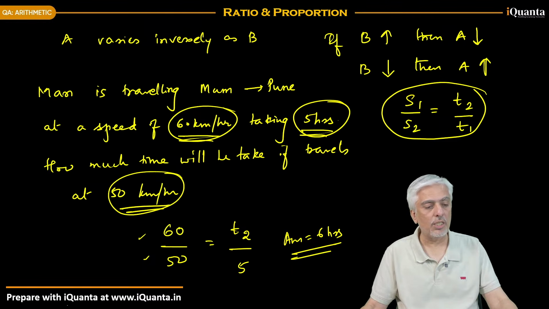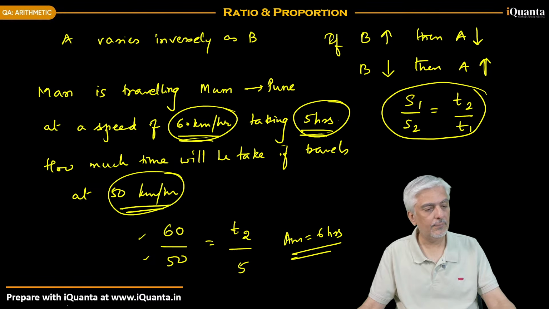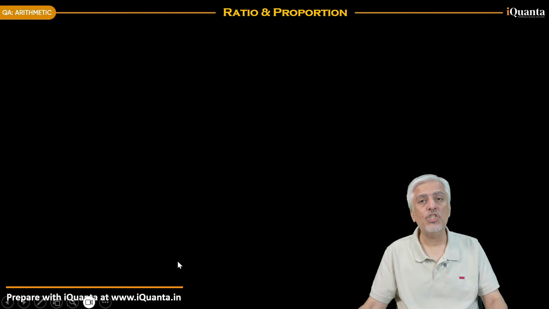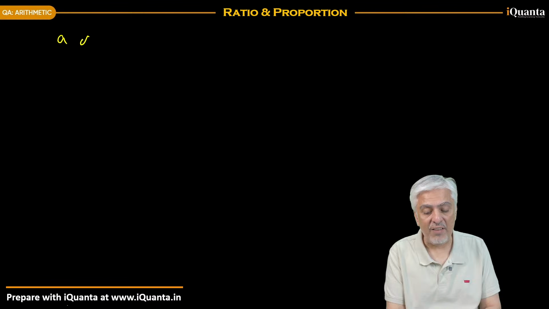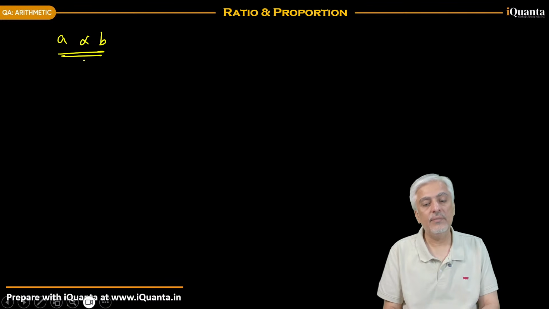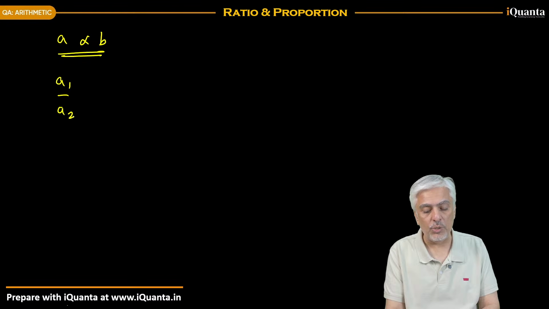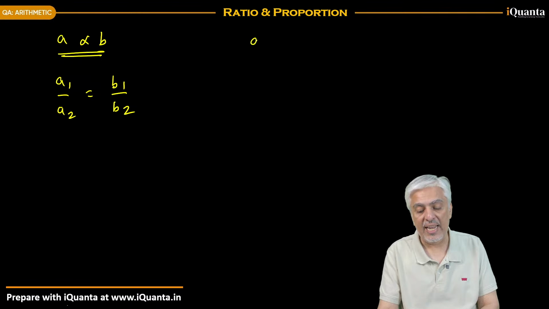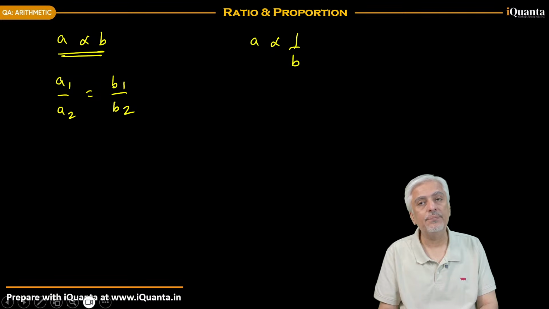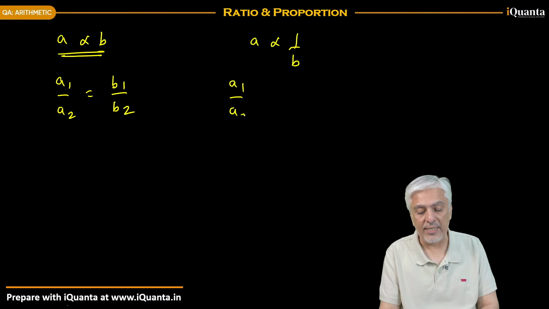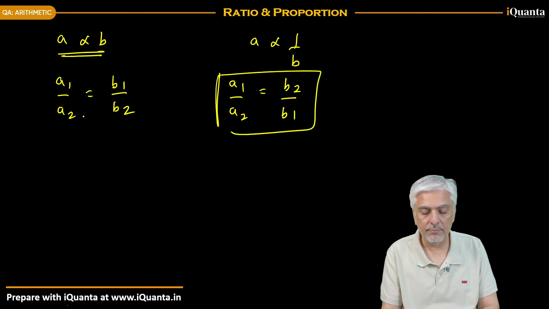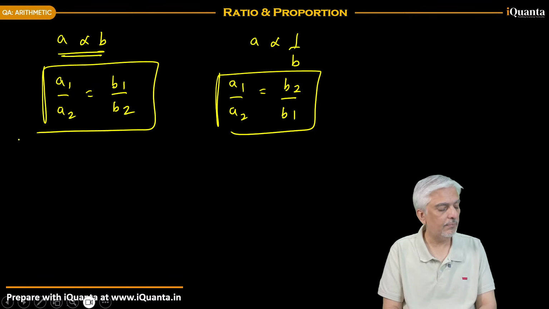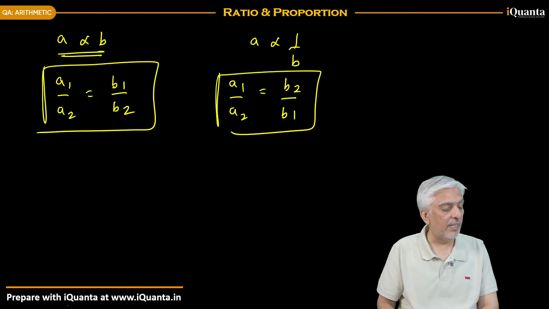So, in short, pay attention everybody carefully. Whenever A varies directly as B, then we say A1 upon A2 is B1 upon B2. And if A varies inversely as B, then we say A1 upon A2 is equal to B2 upon B1. Everybody clear?